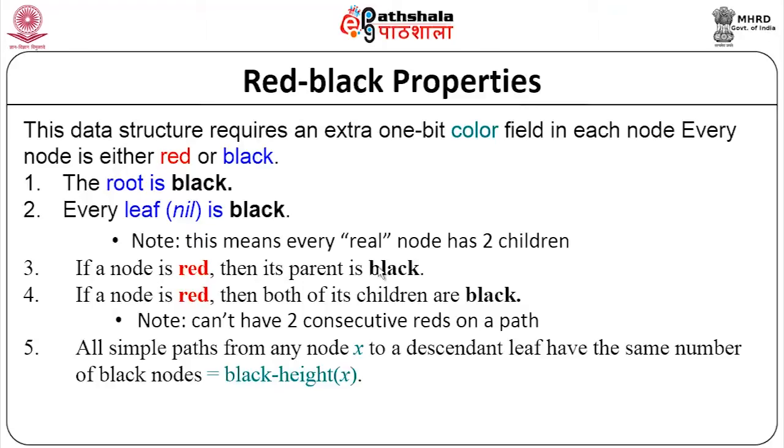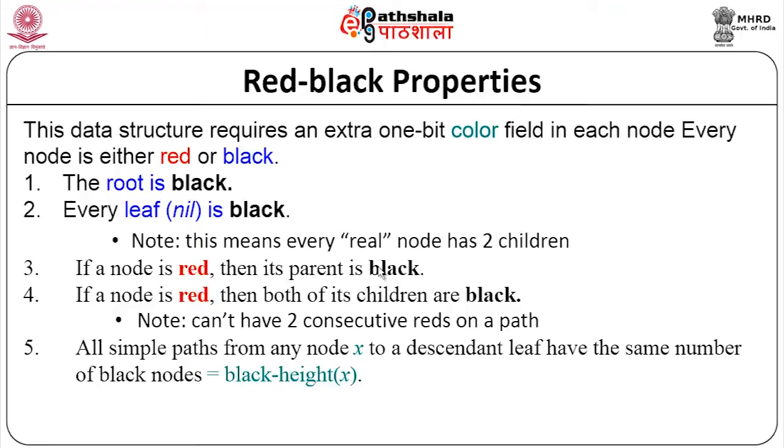So, all paths from any node X to the leaf will have the same number of black nodes in a red black tree. This is called the black height of X. Okay. So, for all paths, if you take a node, all paths to the leaf should have the same number of black nodes, and that number of black nodes is called the black height of that particular node X.